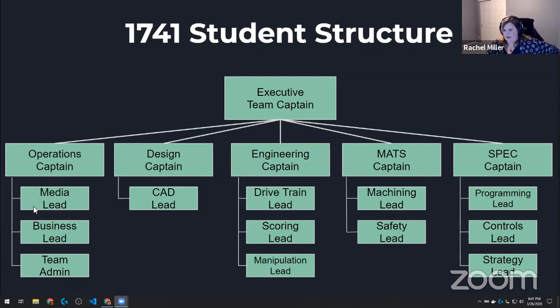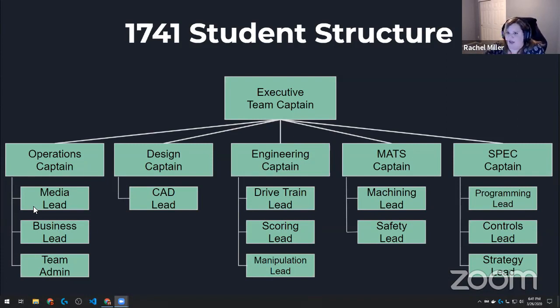Now, with that being said, at the end of our leadership interviews at the end of last year, so in 2019, we looked and we're like, we need to restructure. We actually just restructured the year before and decided to take out the operations captain and just make it a part of the executive team captain. And we decided it didn't work out well. So we decided to bring that back in. Added the MATS captain, the SPEC captain. MATS is machining and training safety. SPEC is strategy, programming, electronic controls. So we have those captains.